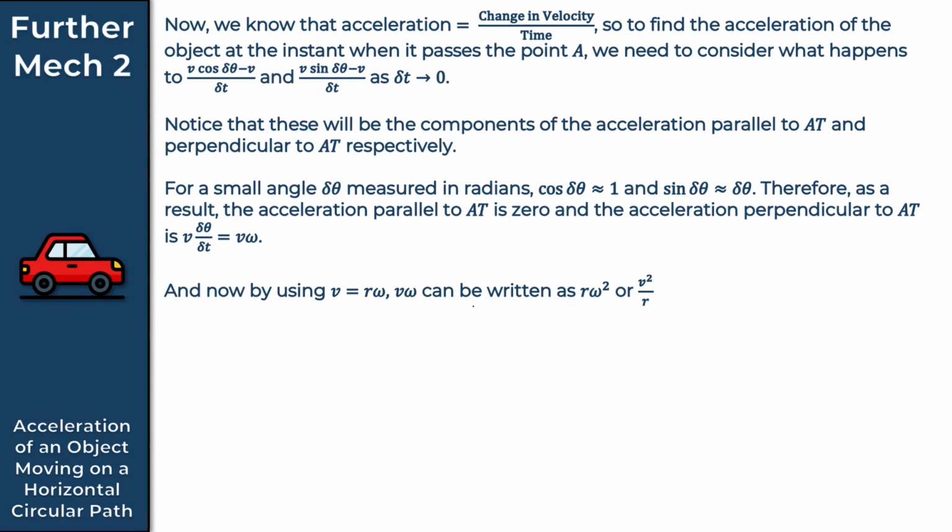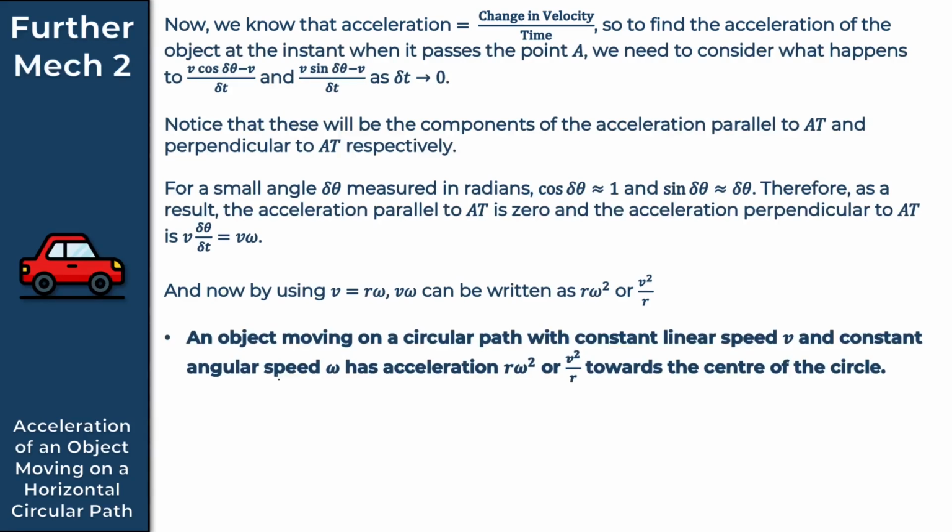Please do make a note of this. This is really, really important. To summarize then, an object moving on a circular path with constant linear speed v and constant angular speed omega has acceleration of r times omega squared, or alternatively v squared over r, towards the center of the circle.